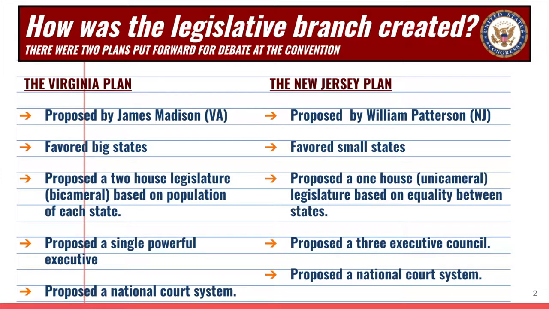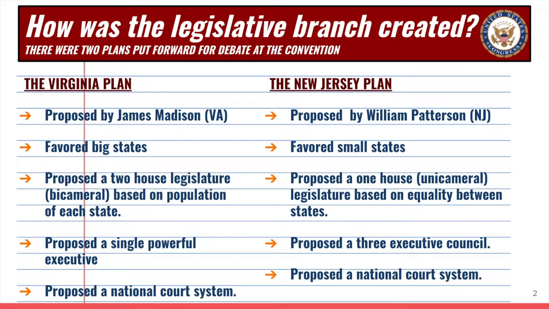The New Jersey Plan also did not want there to be one leader. They did not trust one person to be the leader. They wanted to create a three-person executive council. So three people would have to get together, and at least two out of the three of them would have to vote a certain direction for things to happen.